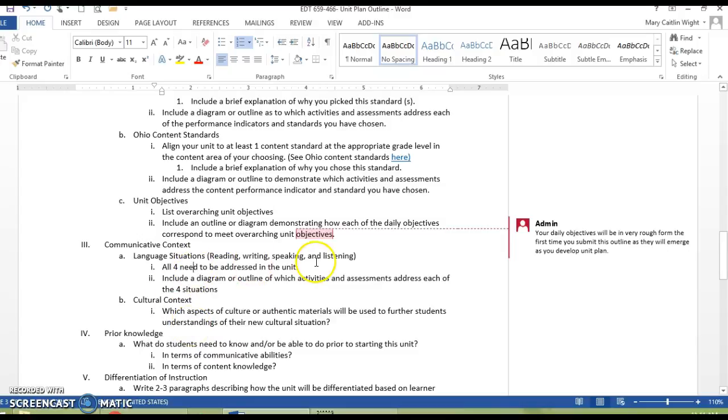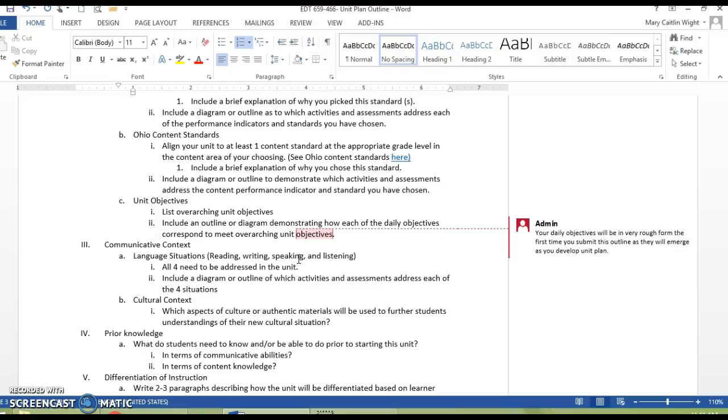Then reading, writing, speaking, and listening. So speaking, we already kind of have an idea. They're going to have to give a presentation. So we can outline that. But there should be other different speaking practices as well. Listening. How are we going to determine that students have developed listening skills in this unit?